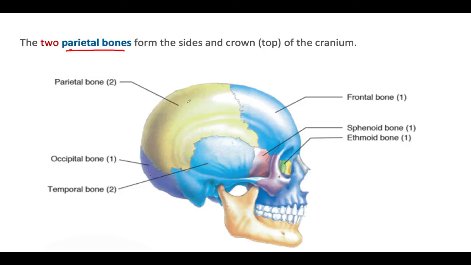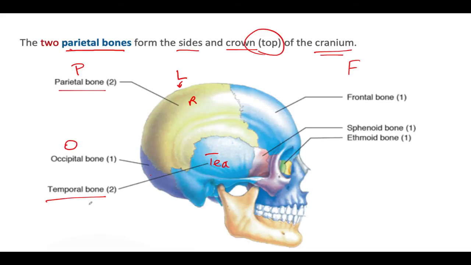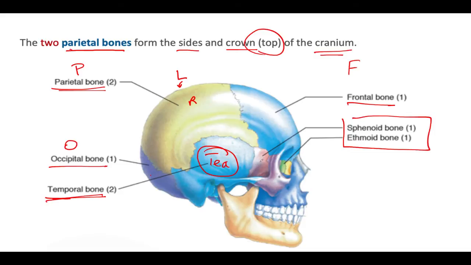The two parietal bones, we have one on the right side and one on the other side, the left side. So we have two parietal bones that form the sides and the crown, or the top, of the cranium. Again, going clockwise, we have occipital, parietal, frontal, and temporal bones. And again, we will look at these two. The sphenoid bone is right here. It connects all the different cranial bones together. And then our ethmoid bone is in the nasal cavity.